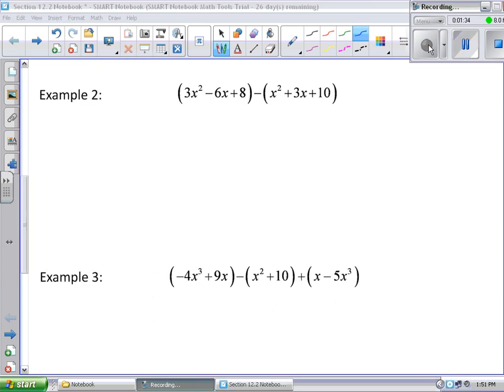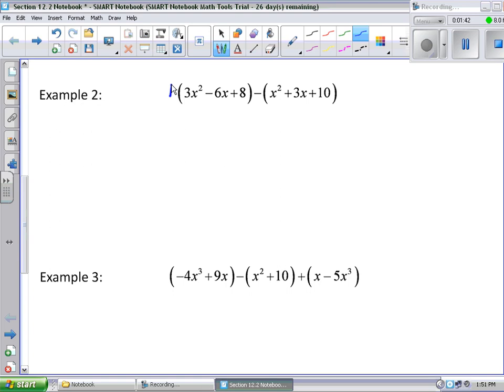All right, let's look at example 2. I can take off the parentheses in the first trinomial. There's only an understood 1 to distribute, so I can just take these off. 3x squared minus 6x plus 8. But here on the second set of parentheses, I will need to distribute a negative 1. Negative 1 times everything in the parentheses. Negative 1 times x squared would give us negative 1x squared, or negative x squared. Negative 1 times positive 3x will give us negative 3x. Negative 1 times positive 10 will give us negative 10.